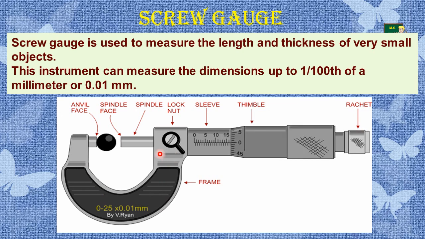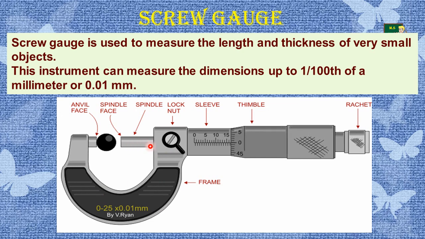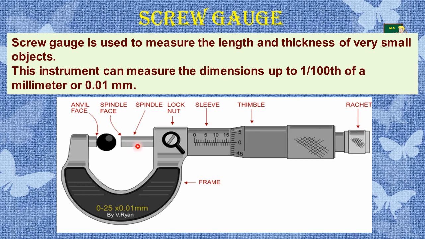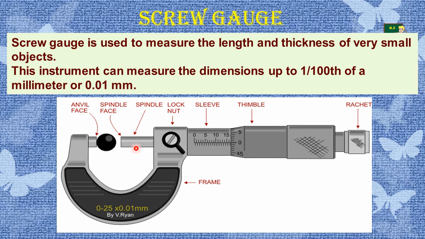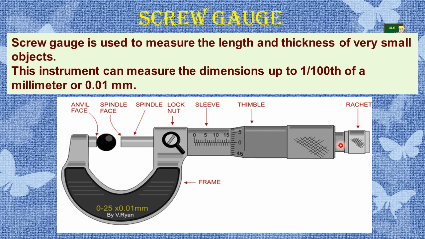A hollow cylinder is attached to one end of the frame. This is the end of the frame which is attached with the hollow cylinder. Grooves are cut on the inner surface of the cylinder through which a screw passes, parallel to the axis of the screw, right? You can see the ratchet here.